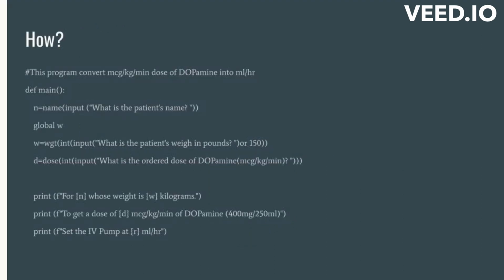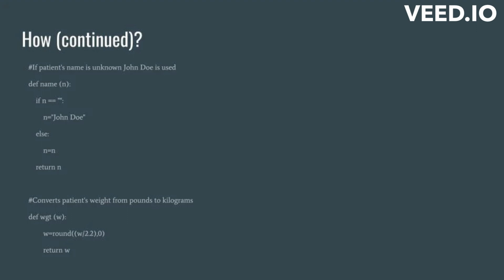The main function takes the patient's name, weight, and ordered dose of dopamine from the user and passes it to three other functions. If a weight is not entered, a default weight of 150 pounds is used. The name function simply returns the name the user inputted, or if no name is entered, the program defaults to John Doe. The weight function converts weight in pounds to kilograms.